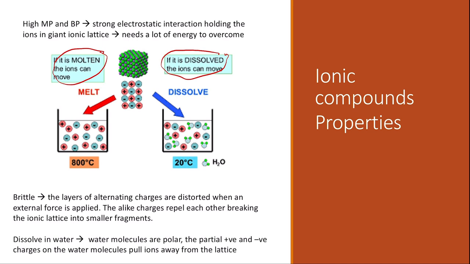And finally, ionic compounds dissolve in water. This is because water molecules are polar molecules. The oxygen and hydrogen on the water molecule will have a small negative and positive charge, and these charges on the water molecule will pull the ions away from the lattice. This is why ionic compounds are soluble in water.